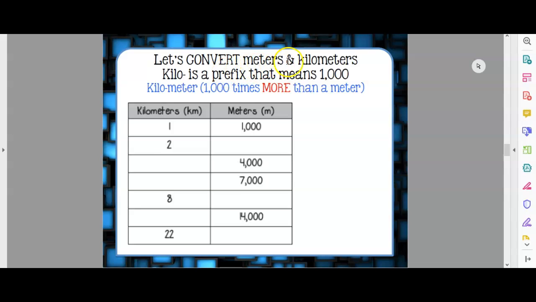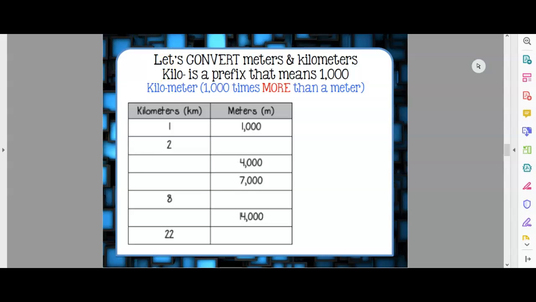So we're going to convert meters and kilometers. Kilo at the beginning of meters means 1,000. So 1 kilometer equals 1,000 meters. We're going to do some practice with this in a couple slides. If you have 1 equals 1,000, 2 kilometers would equal 2,000. Then you kind of think backwards. Well, if I have 4,000 meters, we're going to look at the pattern here in a bit.